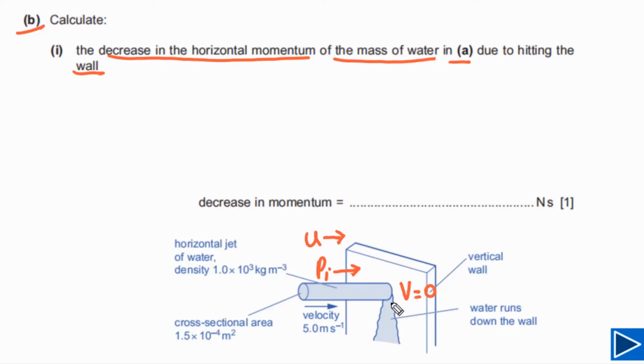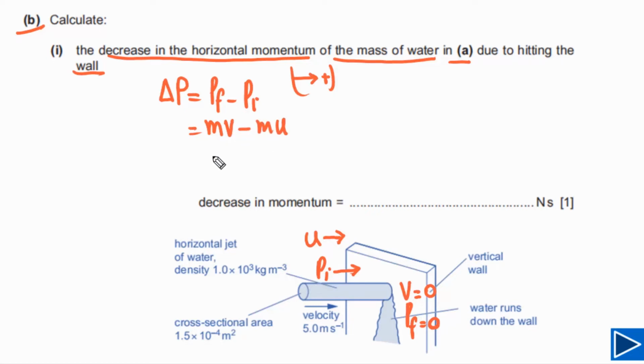If the velocity after hitting the wall along horizontal is equal to 0, it simply means that its final momentum along horizontal is also equal to 0. Now the question is asking us to calculate the decrease in horizontal momentum. So simply we can calculate change in momentum, and change in momentum is equal to final momentum minus initial momentum. In this case we are taking to the right as positive. Final momentum is equal to 0 because the final velocity is 0. We can also write this as mv minus mu. In this case final velocity is equal to 0, it means the final momentum is equal to 0. So this is minus mu.